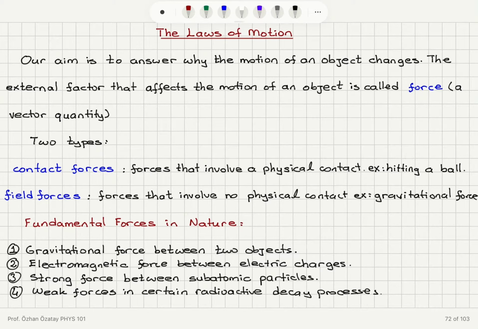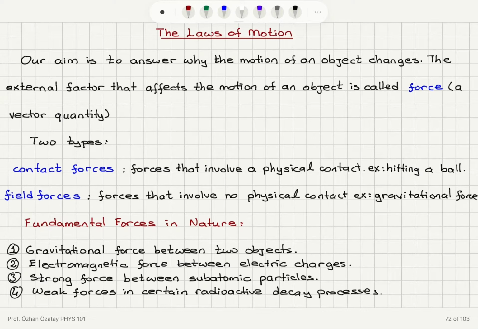Field forces are forces that actually involve no physical contact. So these forces will appear even if there is no physical contact between the two objects. A good example is electrical forces. Another example is gravitational force. So these are forces that cause an action at a distance.